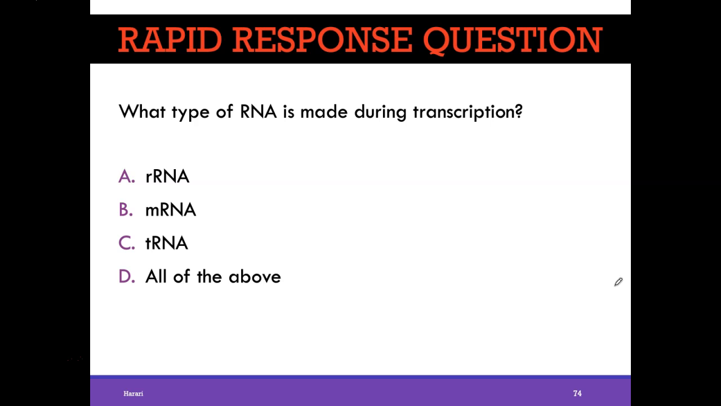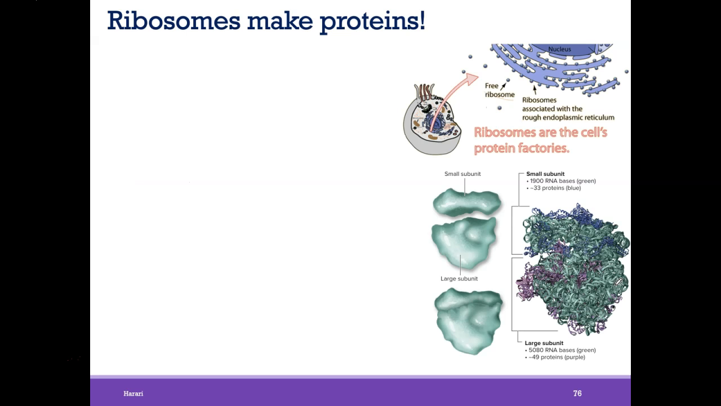What type of RNA is made during transcription? So pause here. And the answer is B, mRNA is made during transcription.